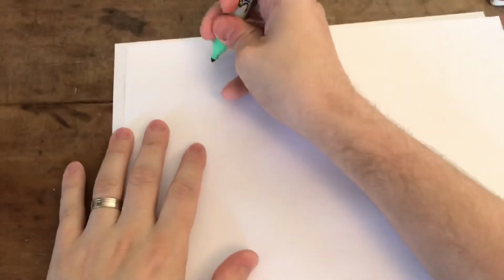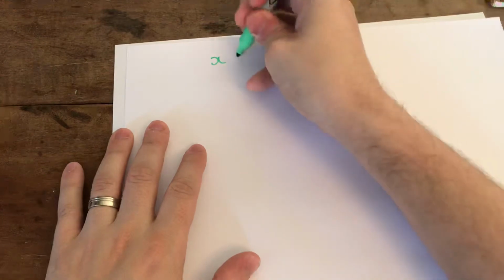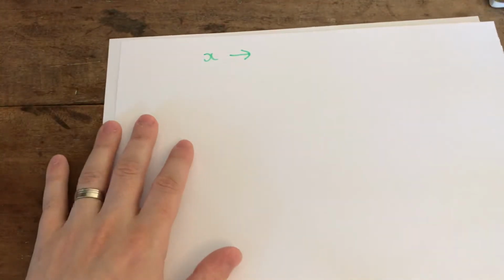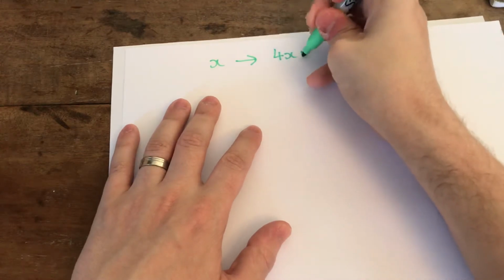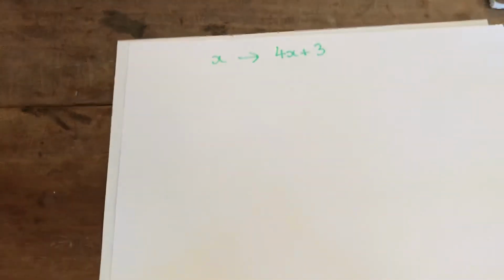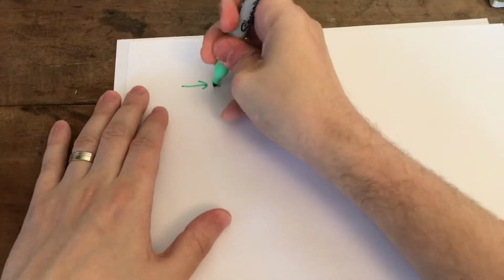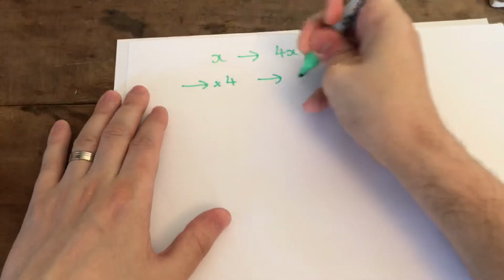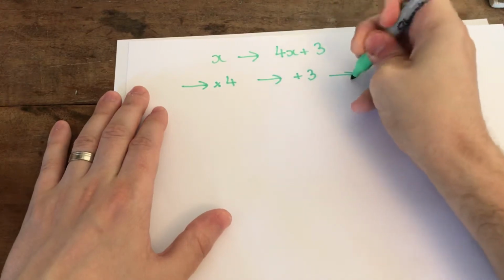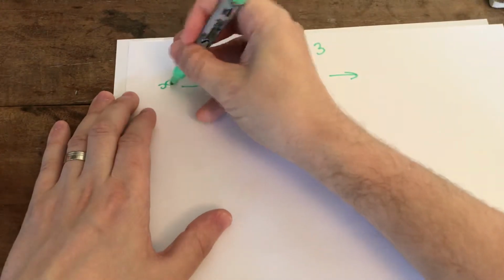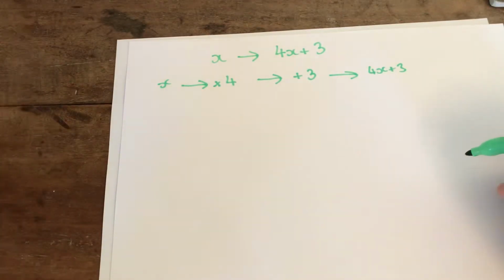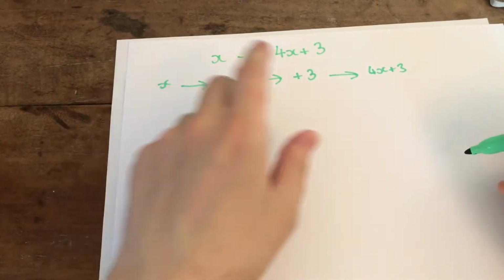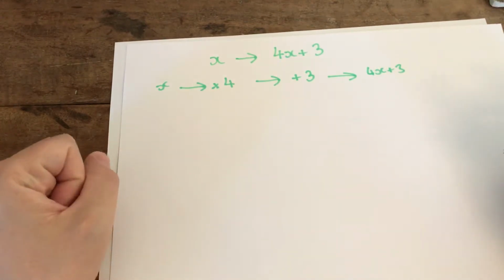I'm going to go through this again for another function. So I'm just going to give you a function here. I'm going to say 4x plus 3. And say we set that up and we go times by 4, add 3. And if we were to put x in, 4x plus 3 comes out. Check this out if you want to make sure that you're right in your function notation. x times 4 is 4x, add 3 is 4x plus 3.